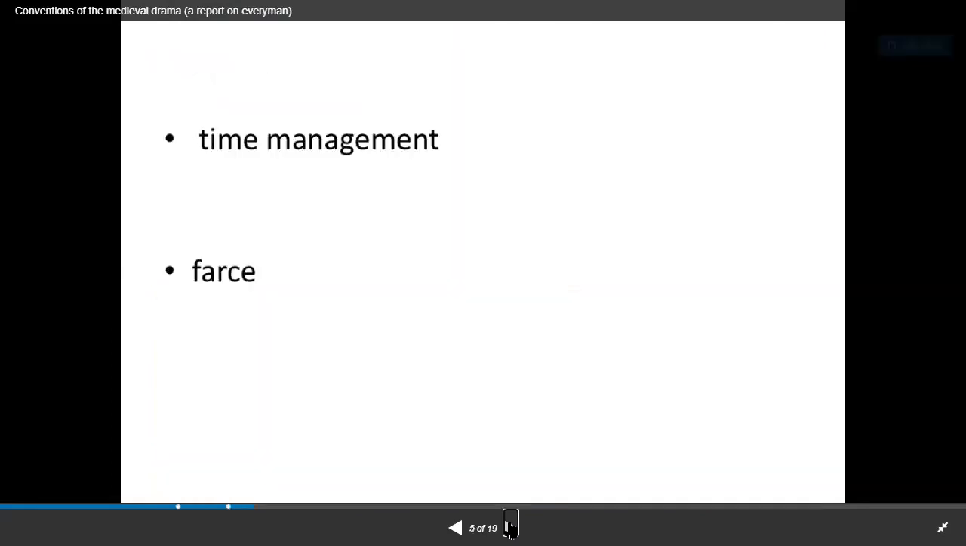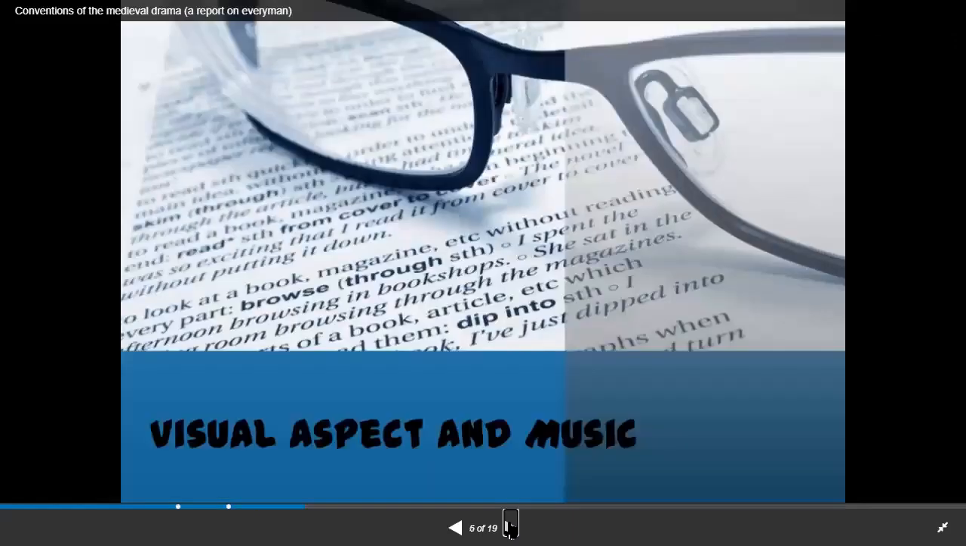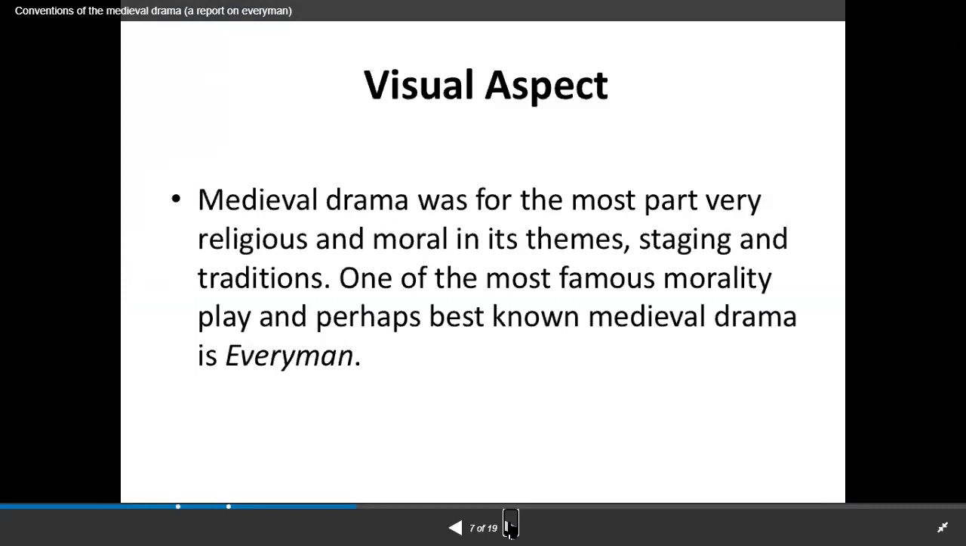Next we'll be moving on to time management and farce. Farce is one of the types of comedy that we find for the first time in medieval drama, which is based more on facial expressions and movement of the body of the actors. Visual aspect and music; music has always been there. Medieval drama was for the most part very religious and moral. One of the most famous morality plays, perhaps best known for medieval drama, is Everyman.